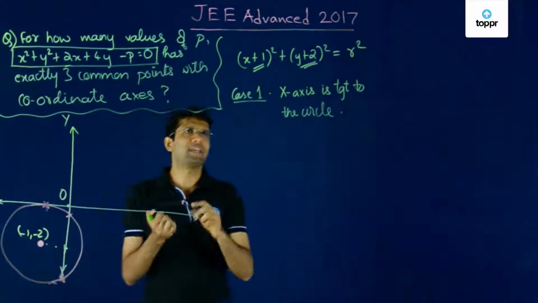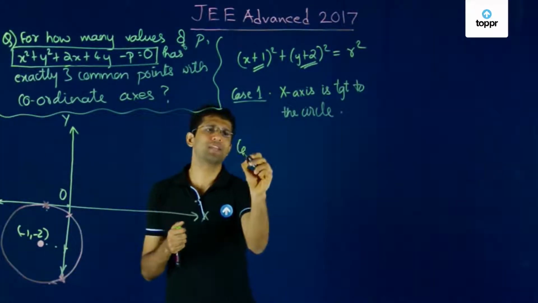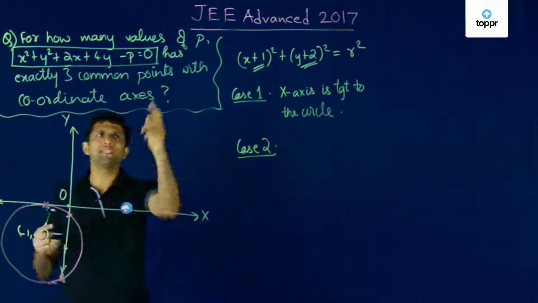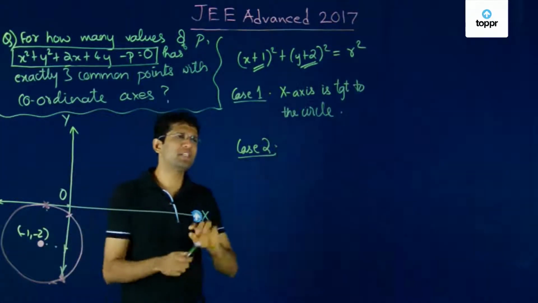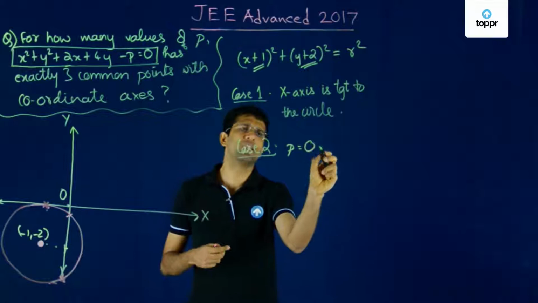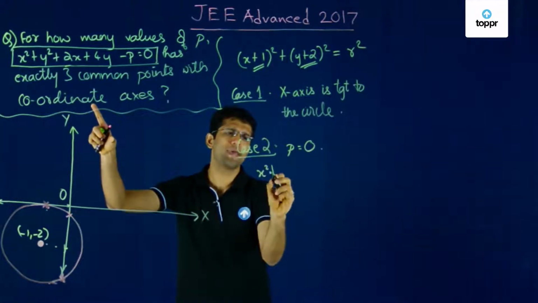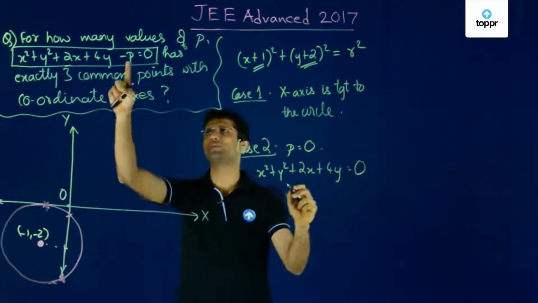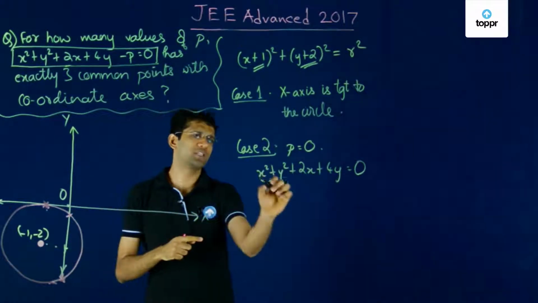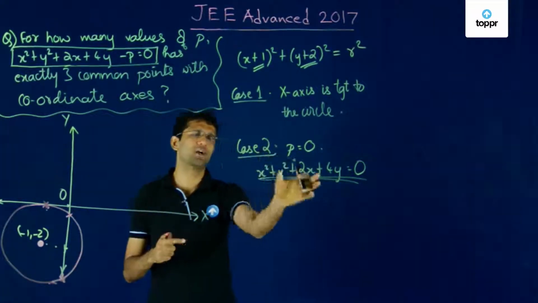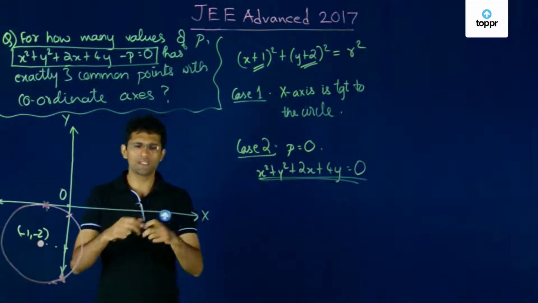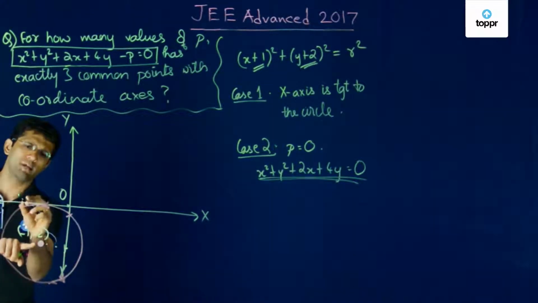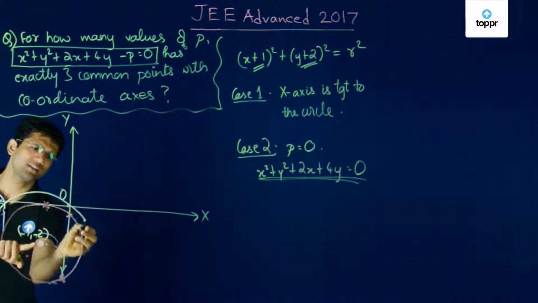Now there could be yet another case, case 2, in which p is equal to 0. Suppose p is equal to 0, then the equation of the circle will be x² + y² + 2x + 4y = 0. When p is equal to 0, you will see that this circle passes through the origin. So if we now draw a circle satisfying this equation, it will still have the center at (−1, −2), but now it will pass through the origin, and so we will have a circle that looks like this.